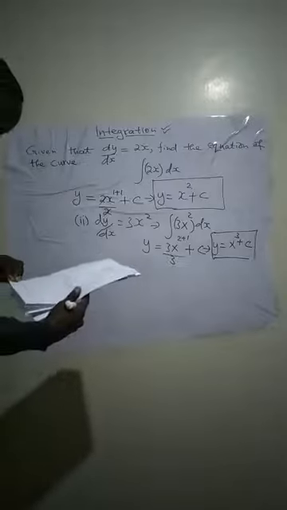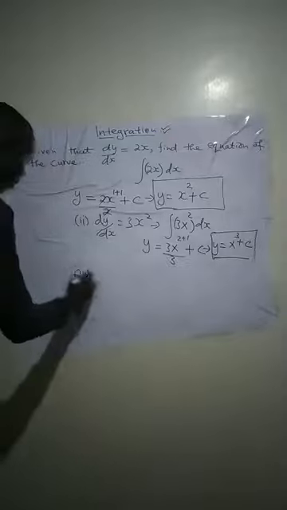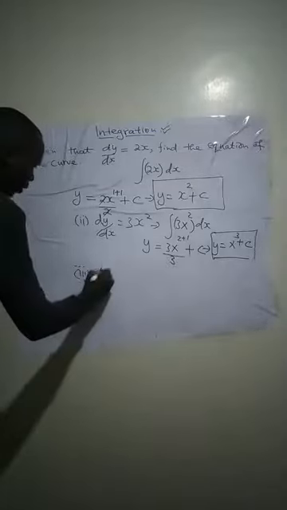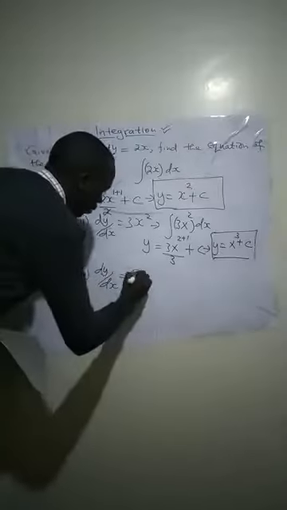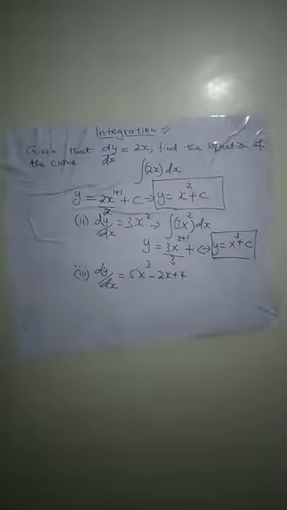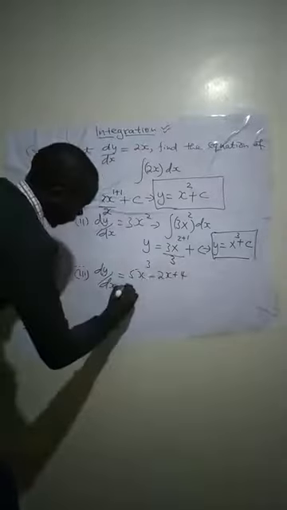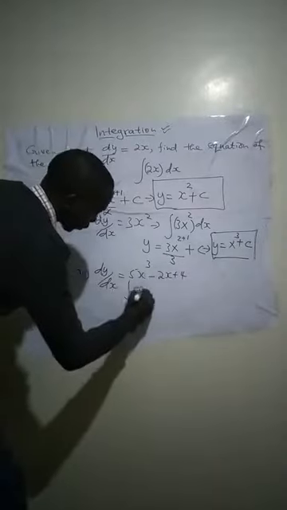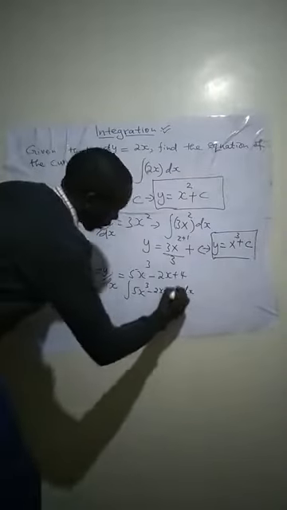We can go on and on, but let us see a case whereby we have quite a number of polynomials. We are told dy over dx is equal to 5x cubed minus 2x plus 4. Again, you must indicate that to get the equation of the curve, you integrate 5x cubed minus 2x plus 4 with respect to x.